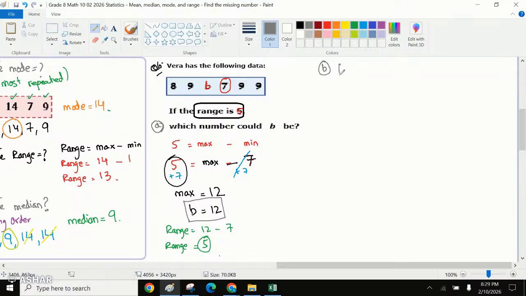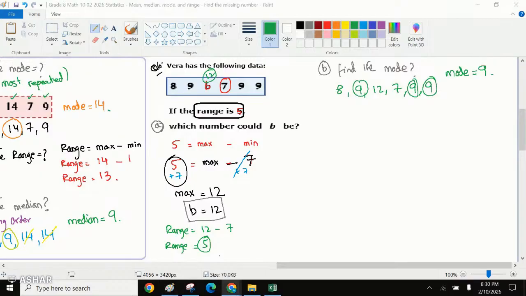Let's try to find the mode. How can we find the mode? B was 12. Let's see, we have the numbers 8, 9, 12, 7, 9, and 9. We can say 9 is repeated 3 times. So we can say the most repeated number is 9. Do we agree?